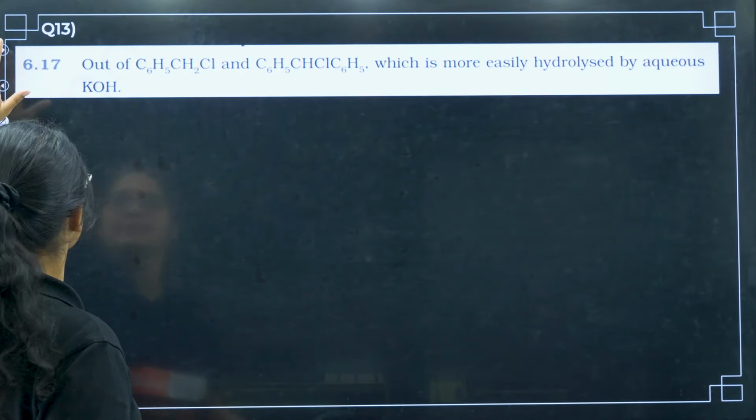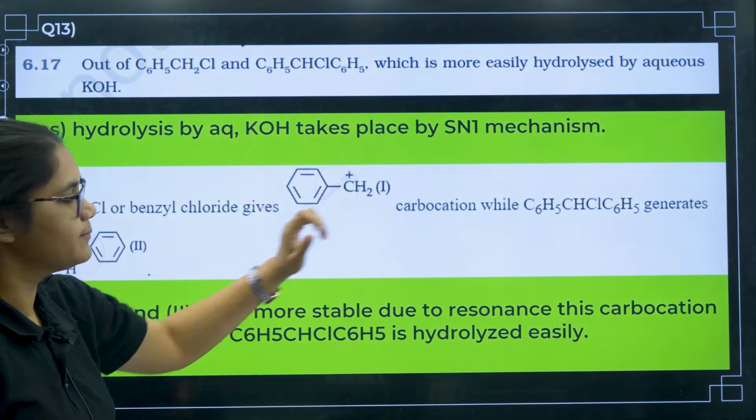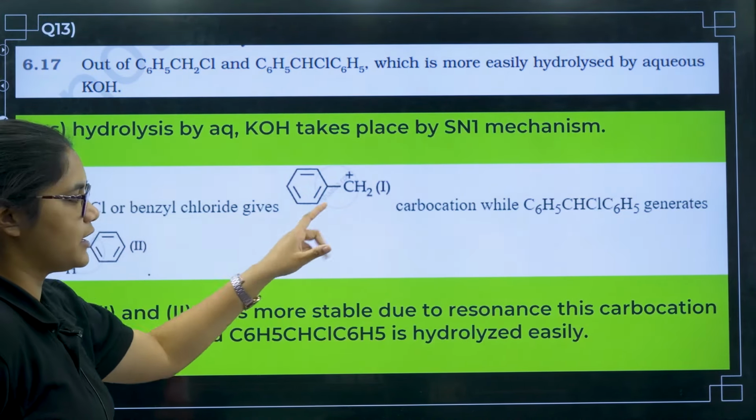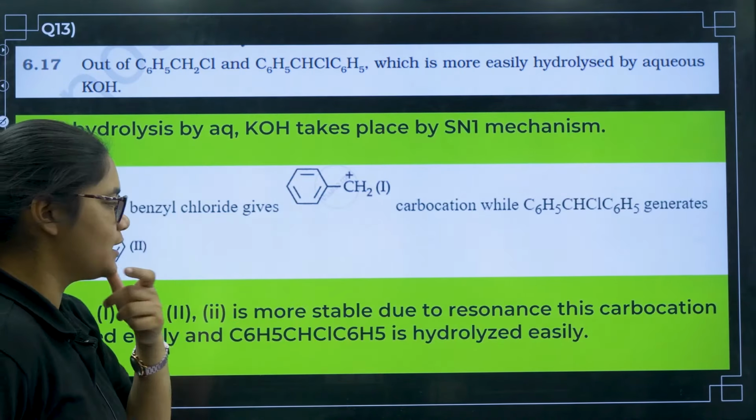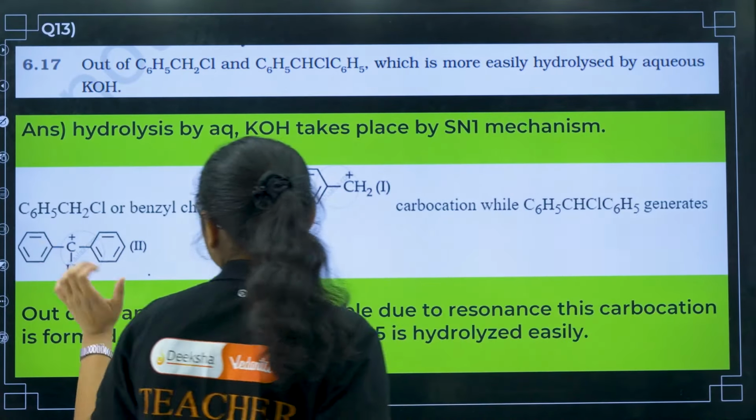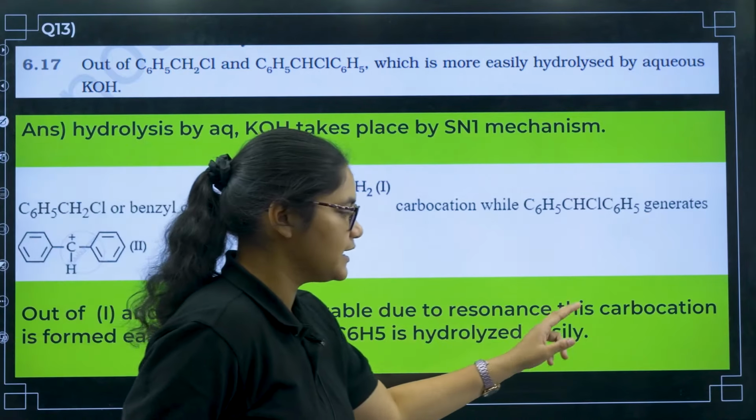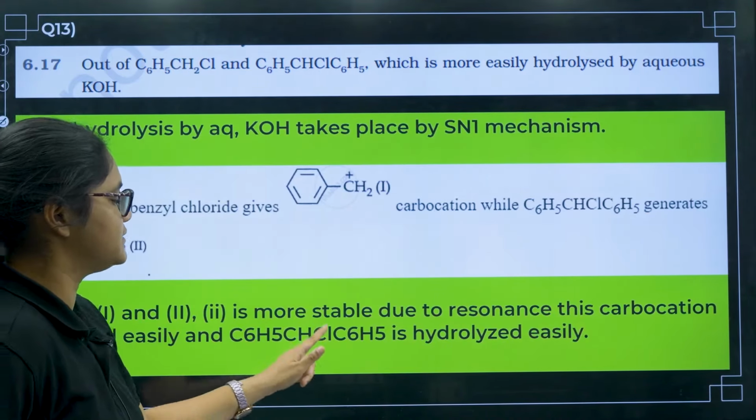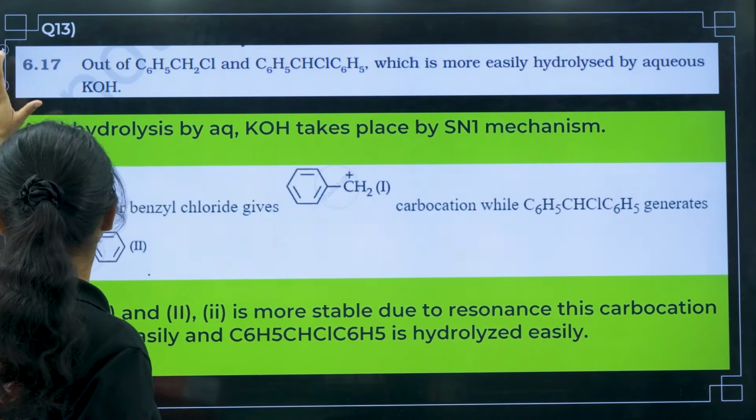You can see here that hydrolysis by aqueous KOH takes place by the SN1 mechanism. The C6H5CH2Cl, or benzyl chloride, gives you this carbocation. I have written it as 1 here so that next time I can represent it as carbocation 1, while C6H5CHClC6H5 generates this carbocation, 2. Now out of 1 and 2, 2 is more stable due to resonance, and this carbocation is formed easily, and hence C6H5CHClC6H5 is hydrolyzed easily. Clear? This is a very important question.